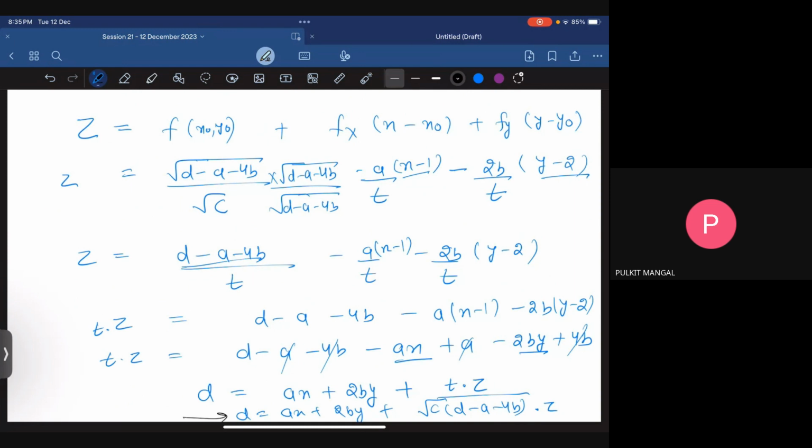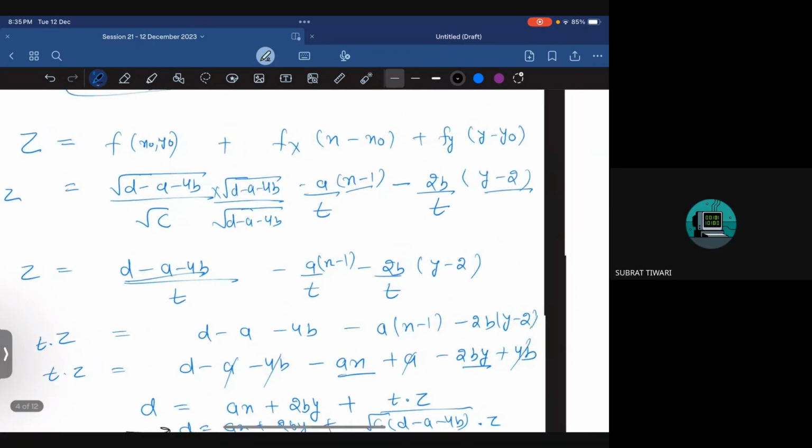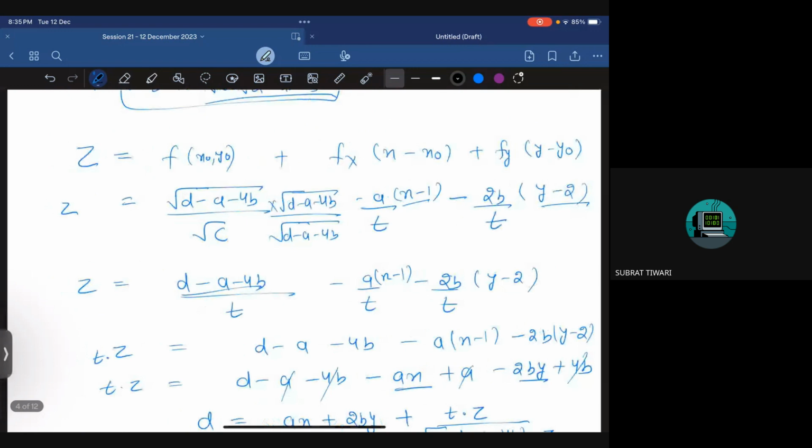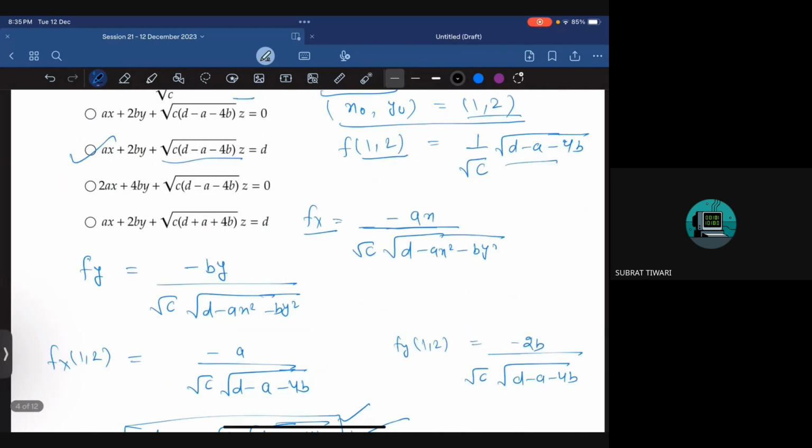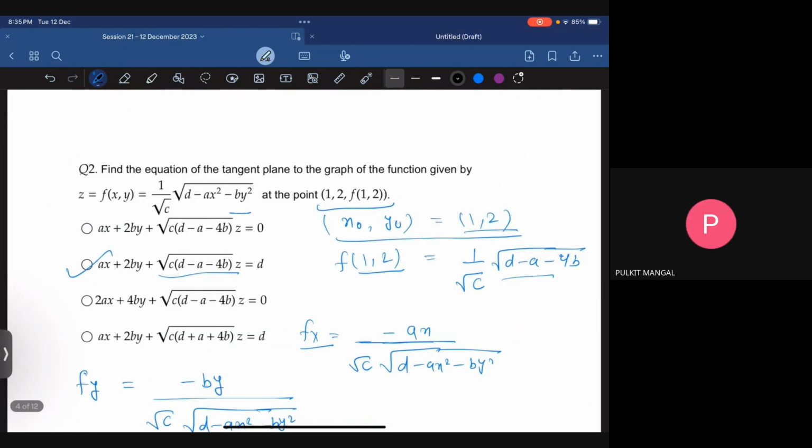Sir, can we here use instead of z any other variable like w, as told in the lecture video? Can we do that here? Yeah, generally we can use, but in the question it is z is equal to f of x comma y, so that's why you are using z. Generally, we use z, but it's our choice. We can use any variable. So we can use any variable, right, sir? Yeah, basically.